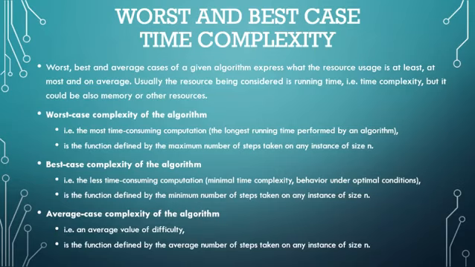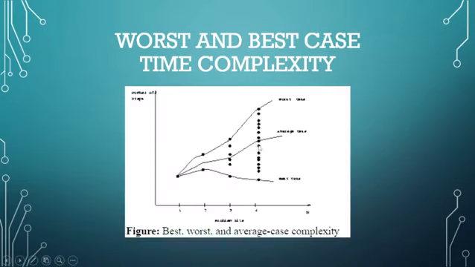Yung average case complexity, ito yung average value of difficulty defined by the average number of steps taken on any instance of size n. Yung size n na sinasabi dito is a constant. Magdedepende yung size sa mismong program na ating gagawin. So, para mas maintindihan natin, let's put it on a graph. Ayan. So, medyo malabo. Pero dito sa y-axis is yung time. Sa x-axis naman is yung steps.